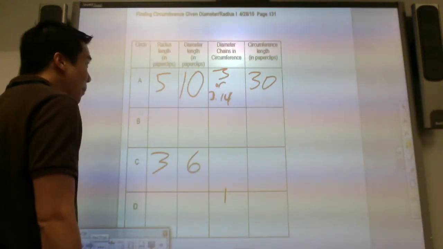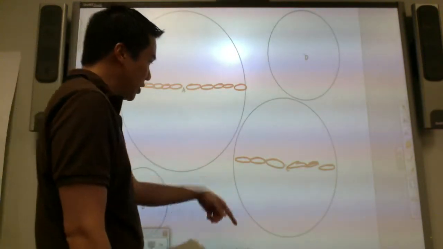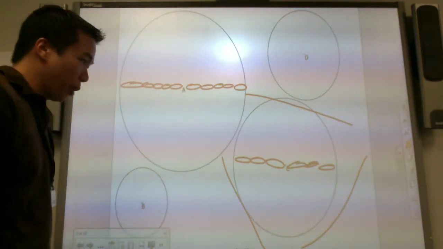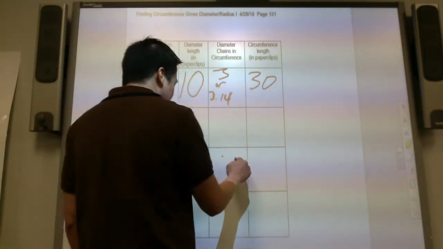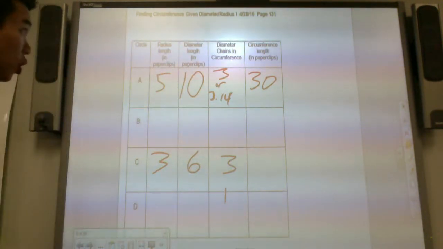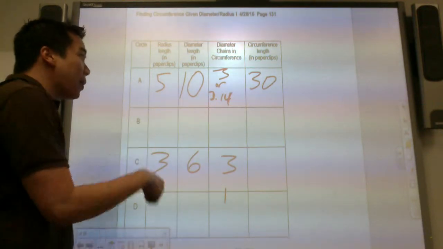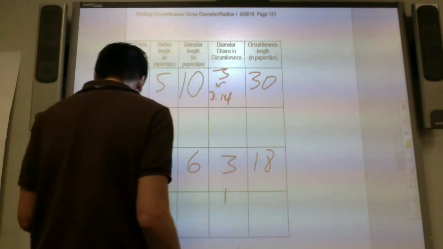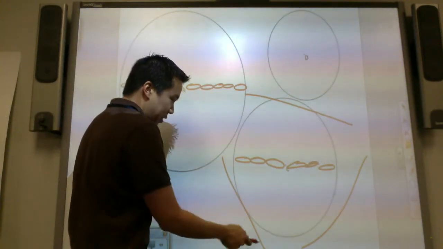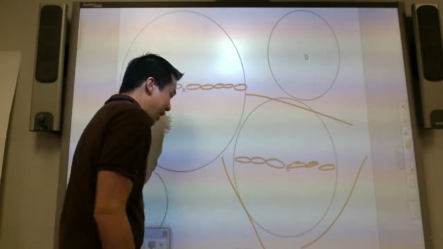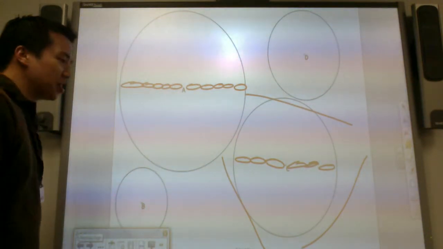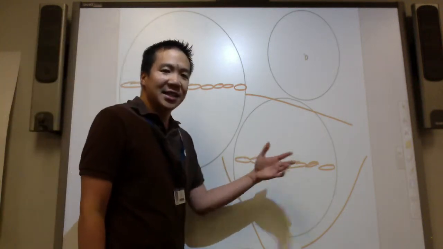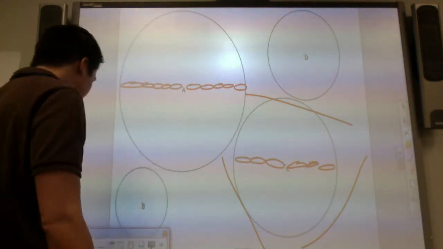So, how many diameter chains will go around this? About 1, 2, 3. It's actually 3.14, but we're going to estimate about 3 of them. 3 diameter chains. So, how many paper clips will wrap around this, the perimeter around it? It's going to be about 18, because if there are 6 paper clips here, 6 here, 6 here, that's 18. So the circumference of the circle is 18 paper clips, and the diameter is 6 paper clips. The radius is 3 paper clips.